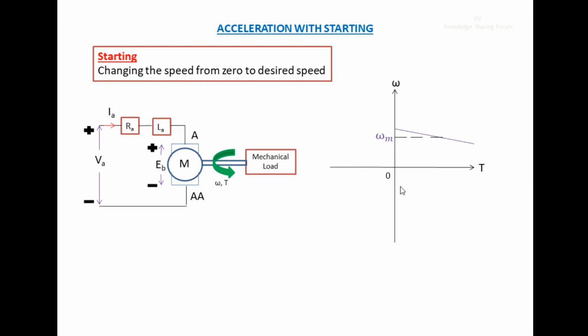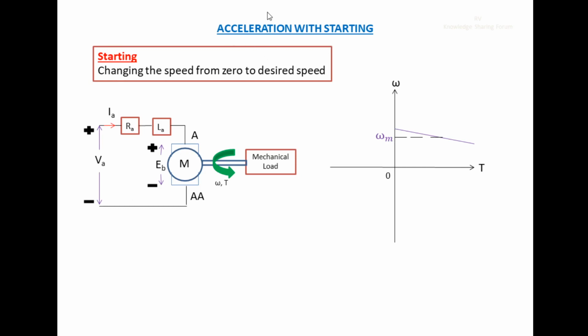See here, this is our 0. That means at this point our speed is 0. So the increase of the speed of this electric motor from 0 to this speed called omega m is known as starting. So starting of an electric motor is nothing but changing the speed from 0 to the desired or running speed omega m of this electric drive. This is known as the starting of an electric drive.